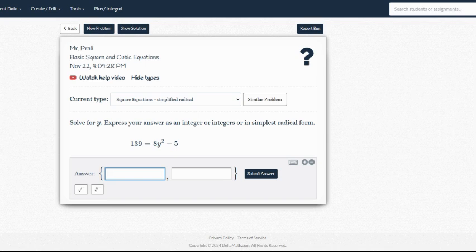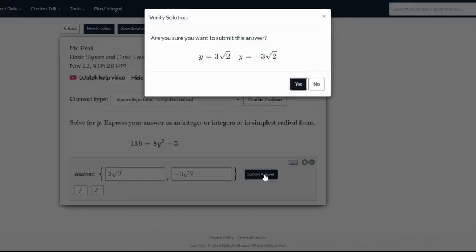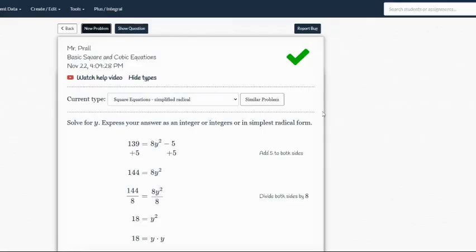And now I'm just going to type in what my two answers were. One of them was positive 3 times the square root of 2. So I just type in 3 and then hit that square root button and put 2 underneath of that. The other one was negative 3 times the square root of 2. And it doesn't matter if you put the positive one first or the negative one first. You just have to enter in both of the answers. And then we can go ahead and submit. And there we have it. We have successfully entered in our answers to this problem.